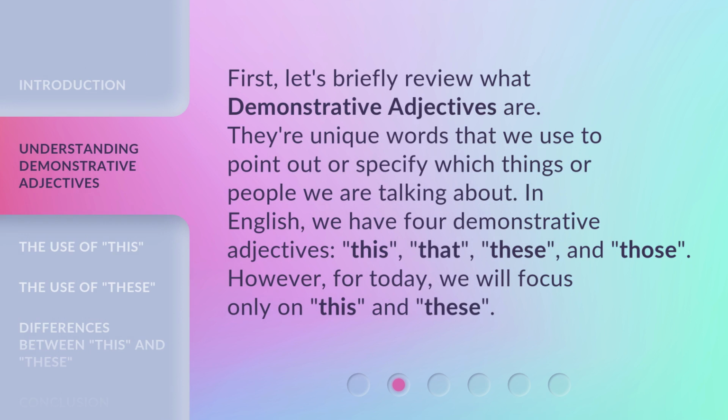First, let's briefly review what demonstrative adjectives are. They're unique words that we use to point out or specify which things or people we are talking about. In English, we have 4 demonstrative adjectives: this, that, these, and those. However, for today, we will focus only on this and these.